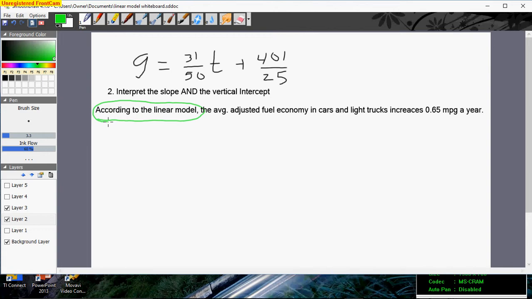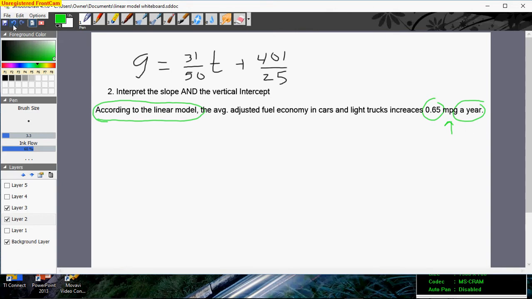So according to the linear model, the average adjusted fuel economy in cars and light trucks increases, here's the decimal, 0.65 miles per gallon a year. And again, important to put in the units that you're talking about. And since we know it's a constant rate of change and we're comparing it to time in forms of years since the year 2000, we're going to have a year, that phrase in there.